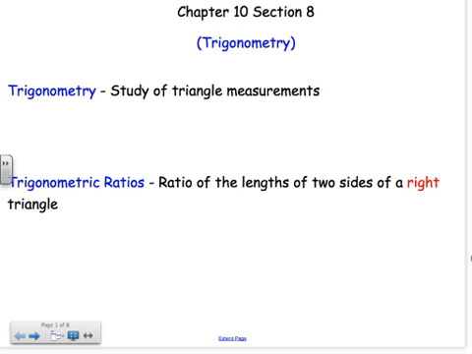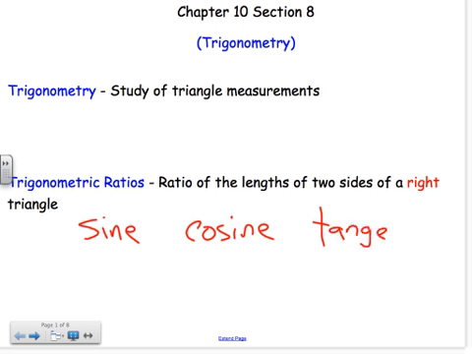So trigonometry is the study of triangle measurements, hence the prefix tri. Trigonometric ratios, okay, it's the ratio of the lengths of two sides of a right triangle. So we have three different trigonometric ratios. There is sine, there is cosine, and there is tangent. And we use each one depending on what we're given in our triangle. And you'll see that in a sec here. But there's three trig ratios, sine, cosine, and tangent.